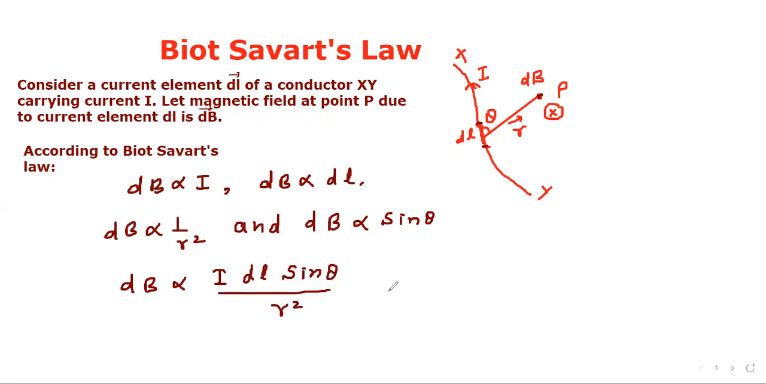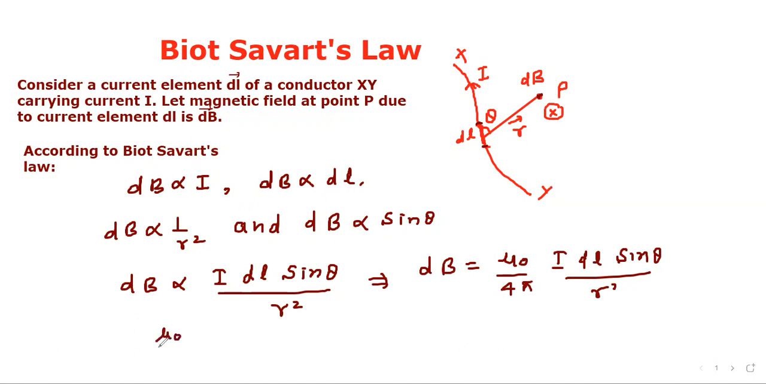divided by R square. Here we need a constant, so we write dB equal to mu naught upon 4 pi, I dl sine theta divided by R square, where mu naught upon 4 pi is a constant whose value is 10 power minus 7 Tesla meter ampere minus 1.